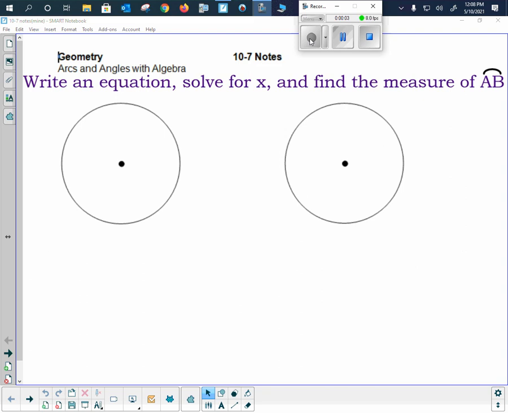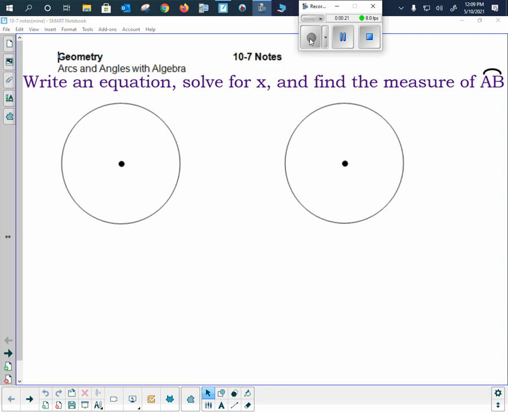10.7, we're going to look at arcs and angles with algebra now. Okay, so put the algebra back in here. Go ahead and write those directions for yourself. We need you to write an equation, solve for x, and find the measure of arc AB.